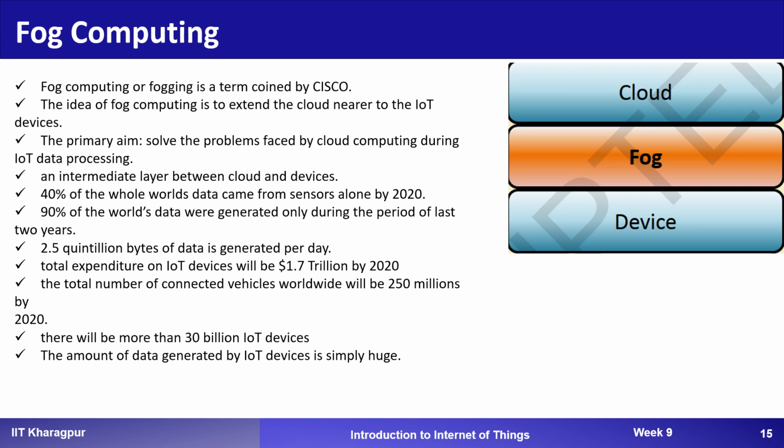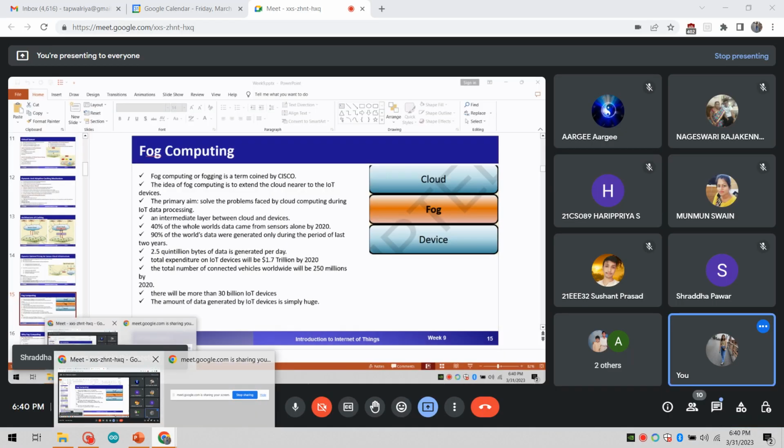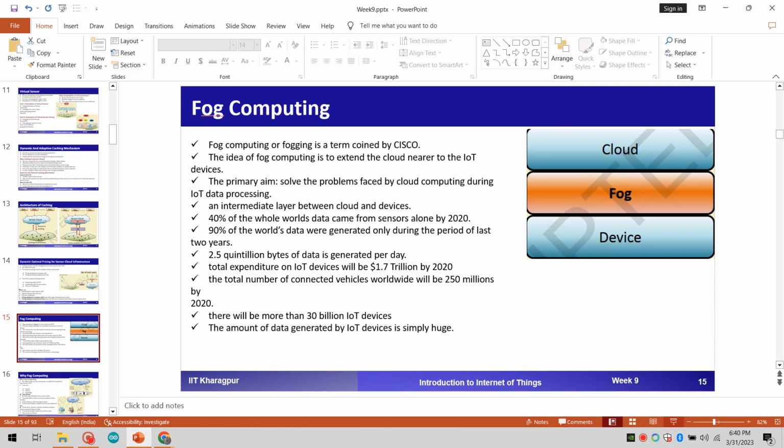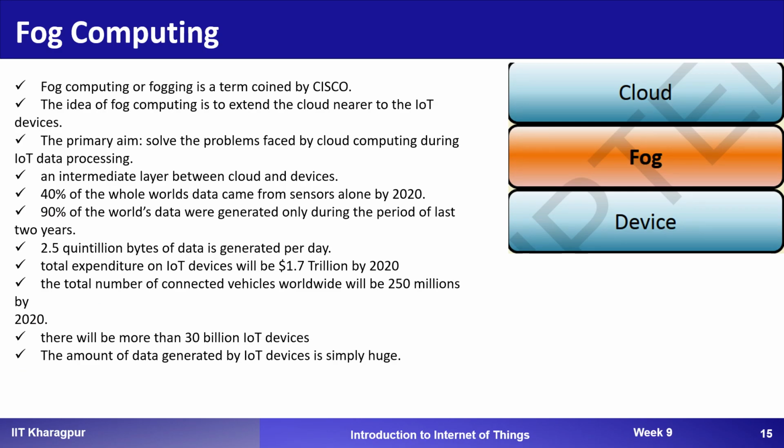Now the next topic is fog computing. Fog computing, or fogging, is a term coined by Cisco. The idea behind fog computing is to extend the cloud nearer to the IoT devices. The main problem with cloud computing is the delay associated with fetching data from the cloud or offloading data to the cloud. In order to resolve this problem, fog computing was introduced, where the services provided by cloud computing are placed nearer to your end devices or IoT devices.